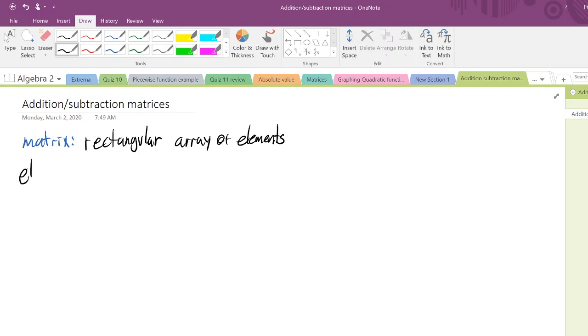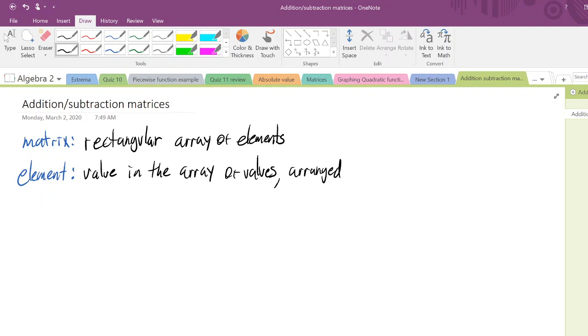Next, elements. We need to know what an element is. It is a value in the array of values arranged in rows and columns.